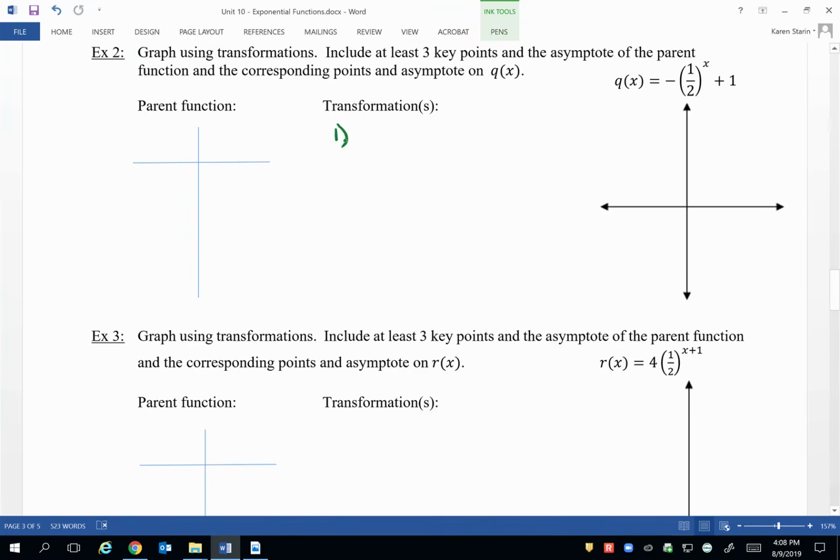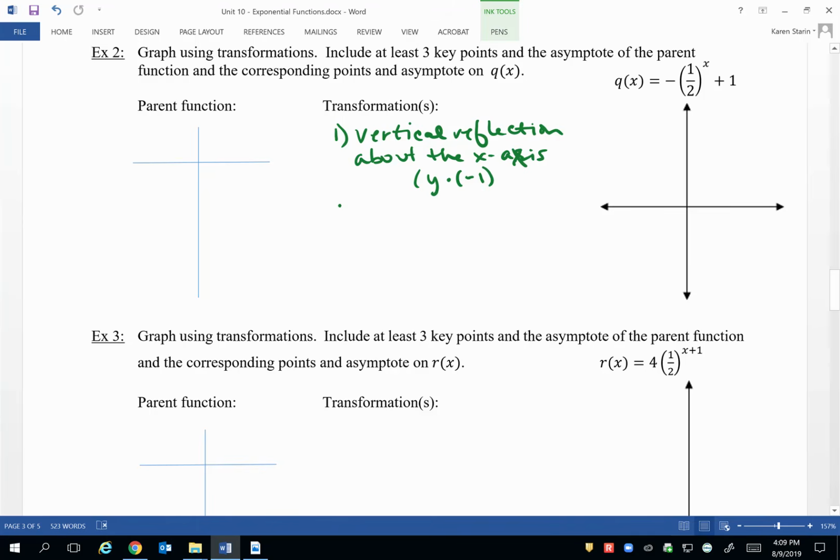We first have a vertical reflection, and a vertical reflection would be succinct enough again, but we also could add to that, it's a little redundant, but we could say about the x-axis. But if you just said vertical reflection, I'm okay with that. Remember, that means we take all the y values and multiply by -1.